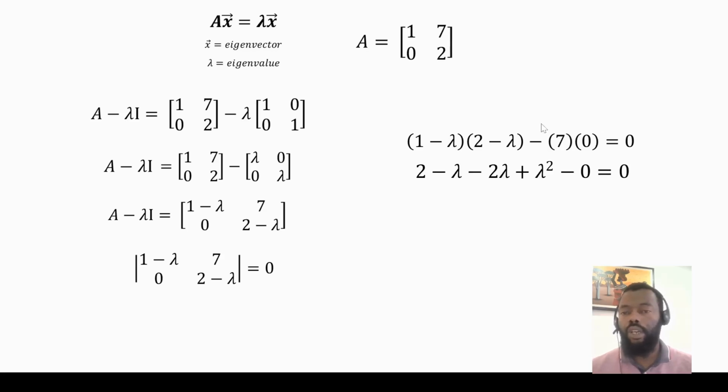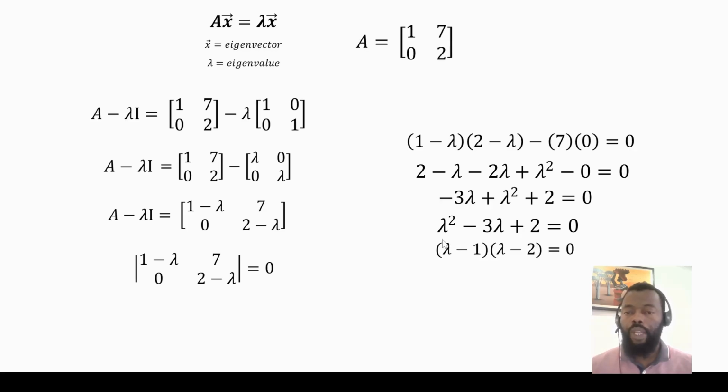So now we can simplify this equation, and here we have the quadratic equation. So we have to factor it, and to factor it we need to find the two numbers that multiply to 2 and sum to negative 3. So negative 1 and negative 2. Now our first lambda will be equal to 1, and the second lambda will be equal to 2. So these are our eigenvalues.